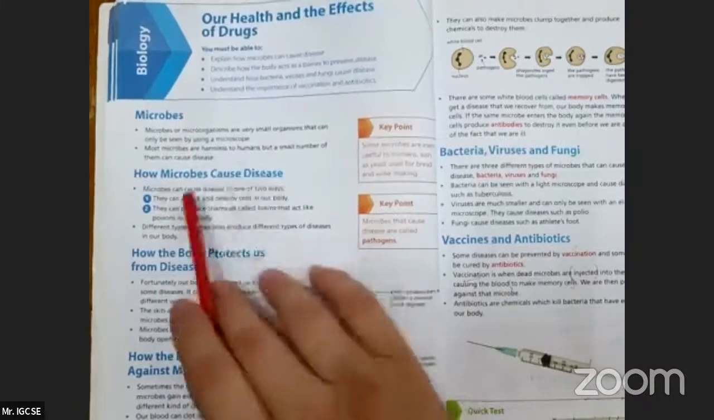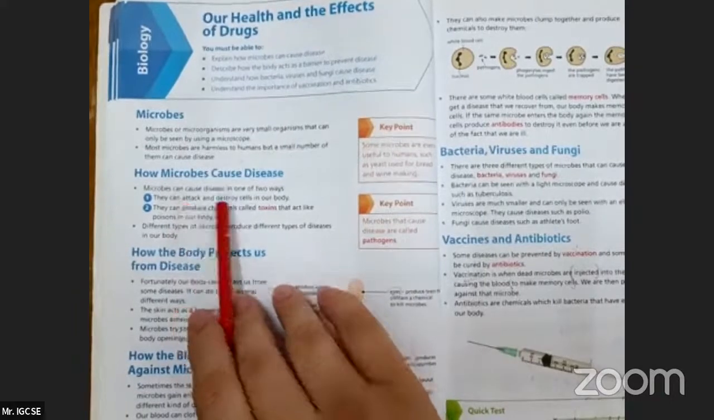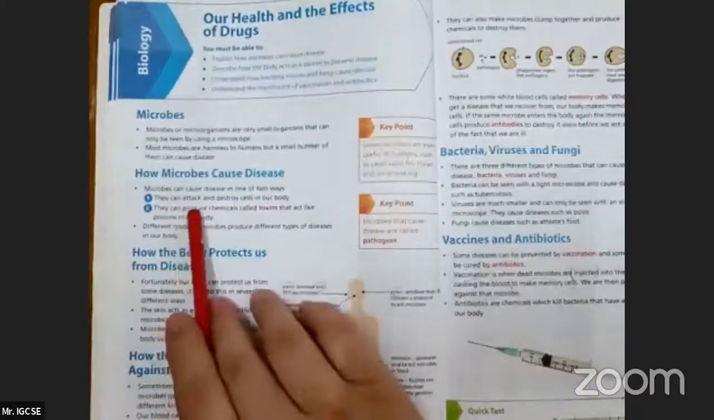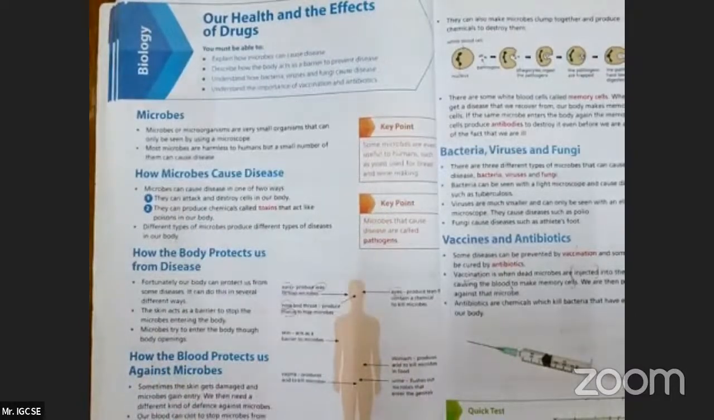How do microbes cause disease? Number one, they can attack and destroy our cells. Number two, they produce a chemical called toxin.